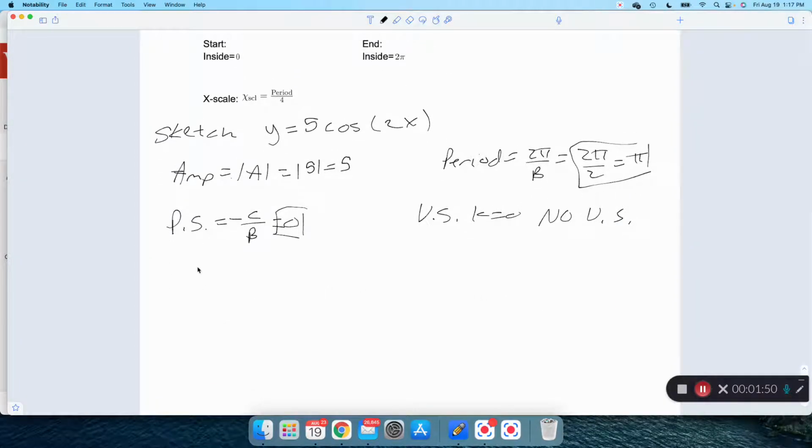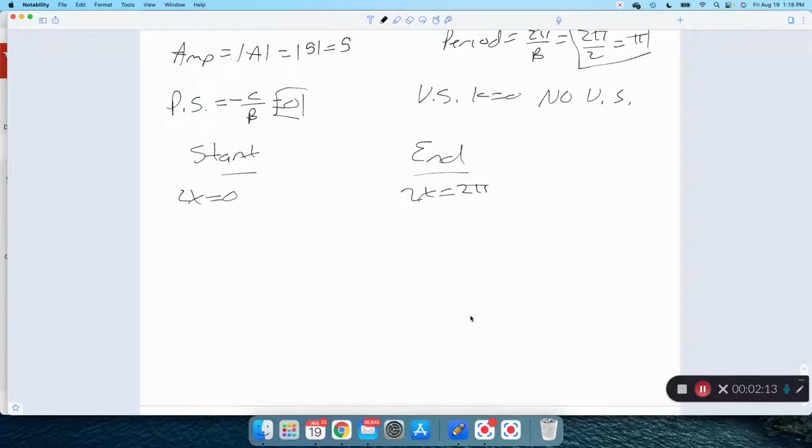Okay, we do our start and end. Always write these out. People that actually write out start and end tend to get these right. People that don't tend not to. So 2x equals 0. 2x equals 2 pi. It's always inside equal to 0, equal to 2 pi for sine and cosine. When we get to tangent and cotangent, things change. But for sine, cosine, and secant and cosecant, it's always inside equals 0, inside equals 2 pi.